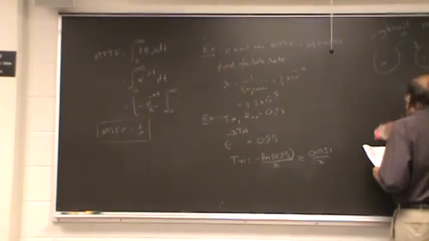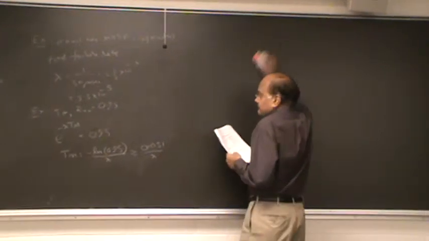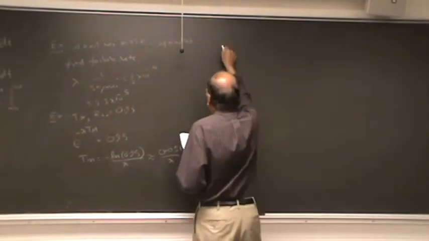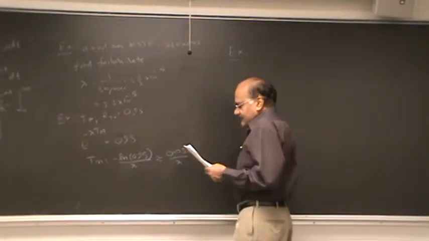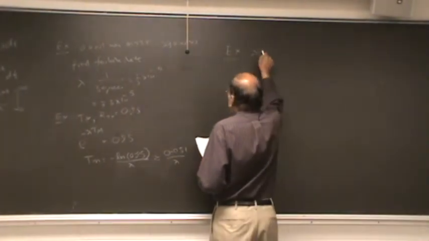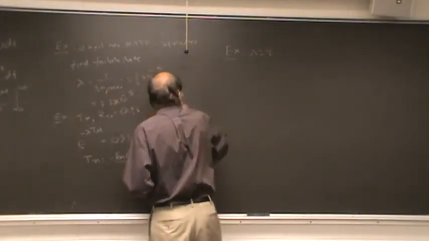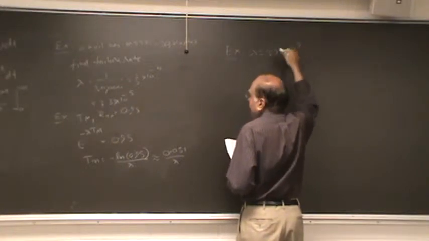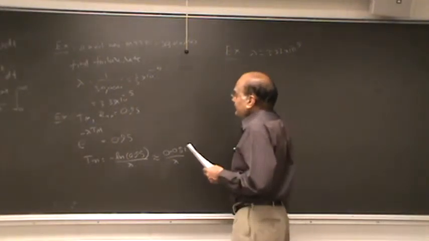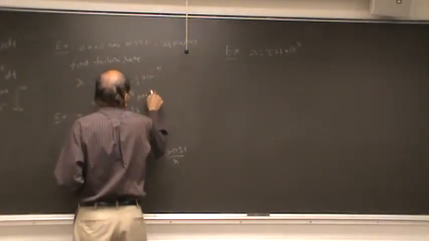And continuing the example, here's another one. Now let us assume that lambda is equal to 3.33 multiplied by 10 raised to minus 5. Oh, I forgot to say here, per hour.